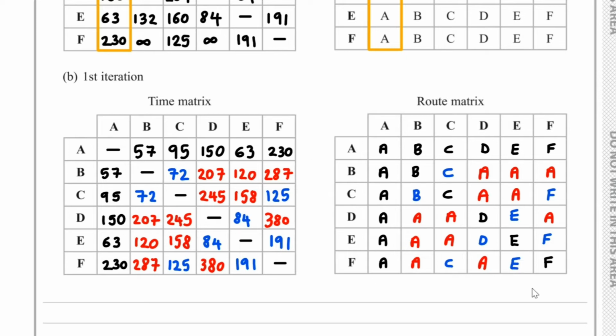What we have completed here is the first iteration. We have here our time matrix, we have here our root matrix. In blue, we see the elements which have not changed, and in red, we see the elements which have changed.